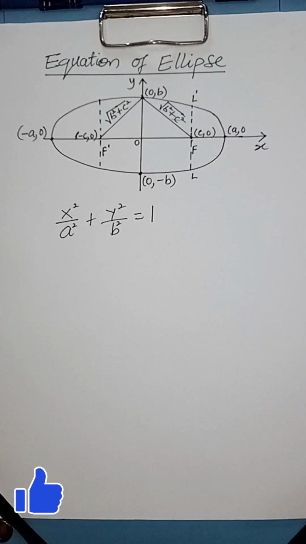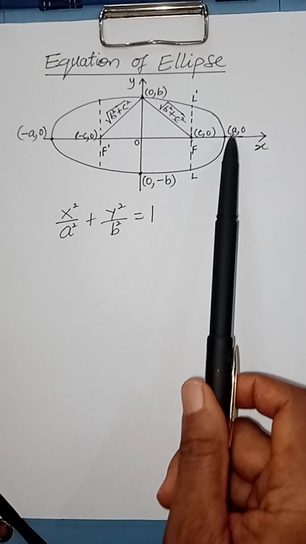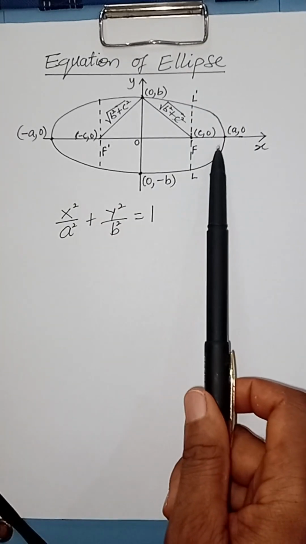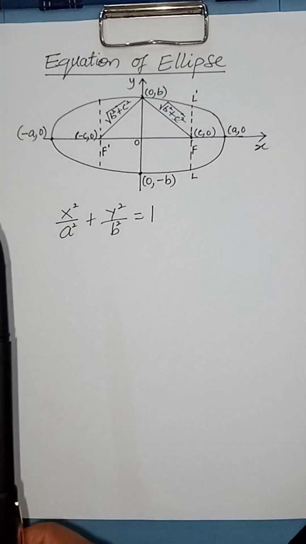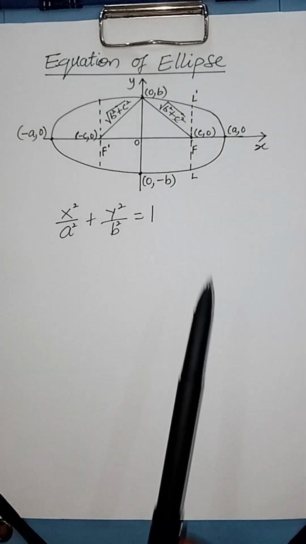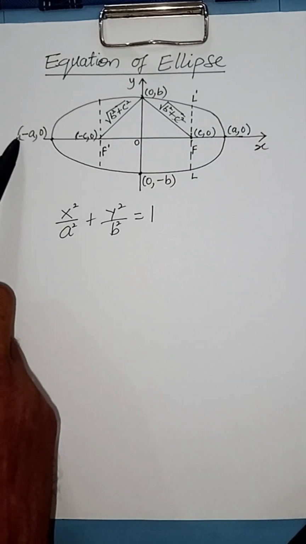The next thing to remember is the major axis. When we talk about the major axis, this is the longest diameter of an ellipse. This is it. The longest diameter of the ellipse is the major axis. And the length of this major axis of the ellipse is 2a. And the end vertices of this major axis are (a, 0) and (-a, 0).